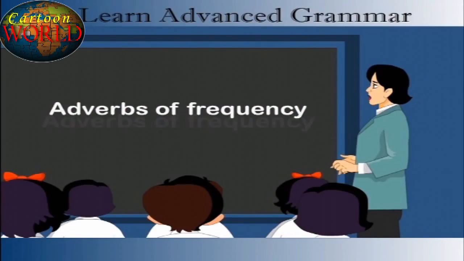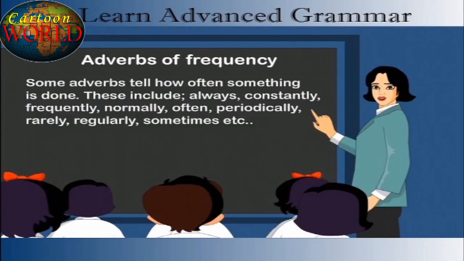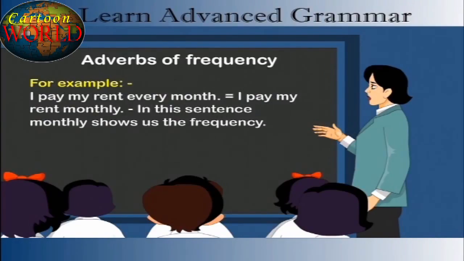Adverbs of frequency. Some adverbs tell how often something is done. These include always, constantly, frequently, normally, often, periodically, rarely, regularly, sometimes, etc. For example, I pay my rent every month. I pay my rent monthly. In this sentence, monthly shows us the frequency.